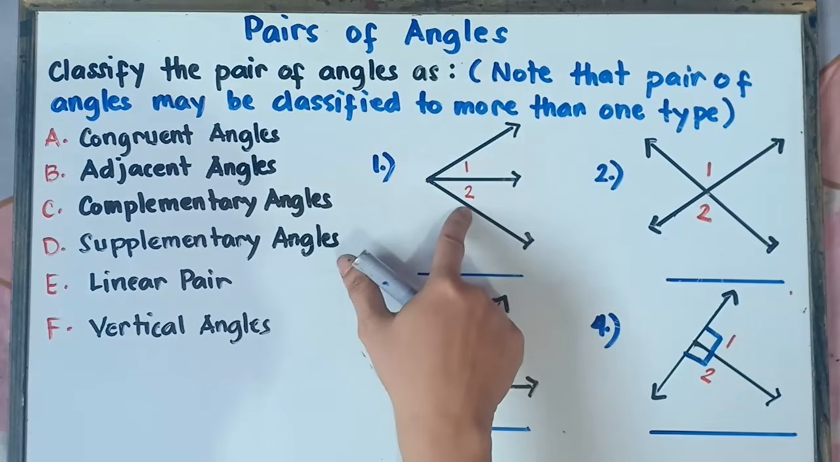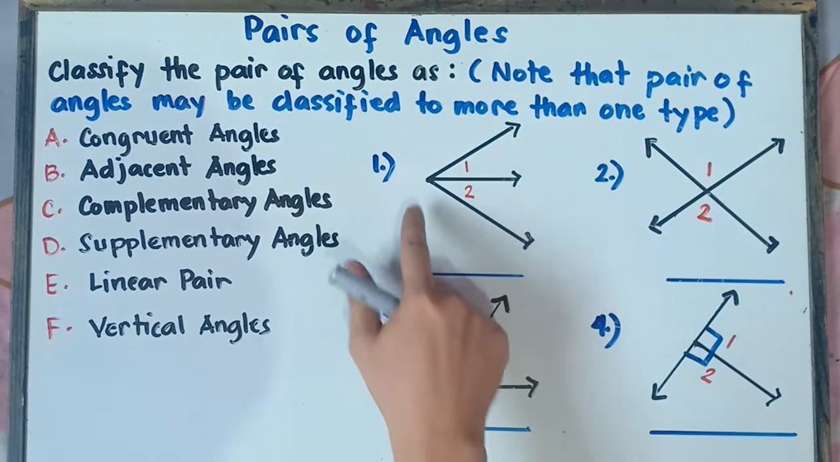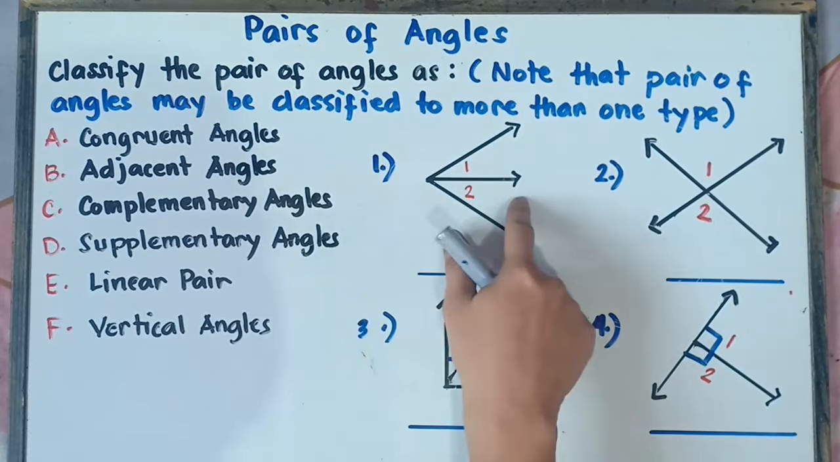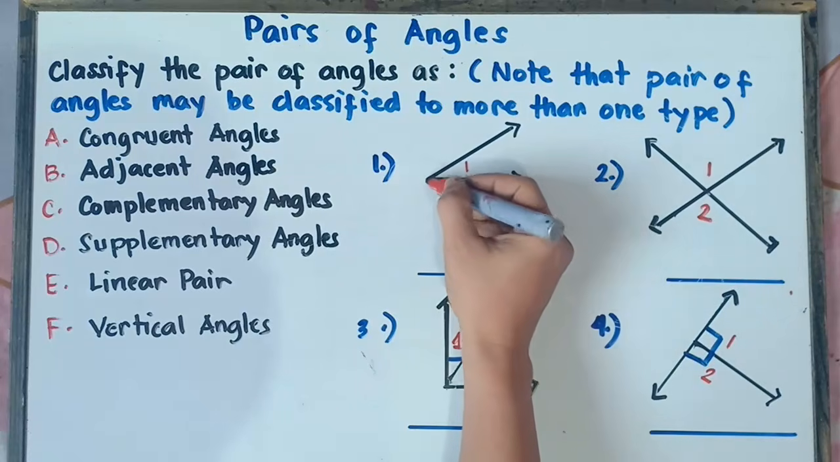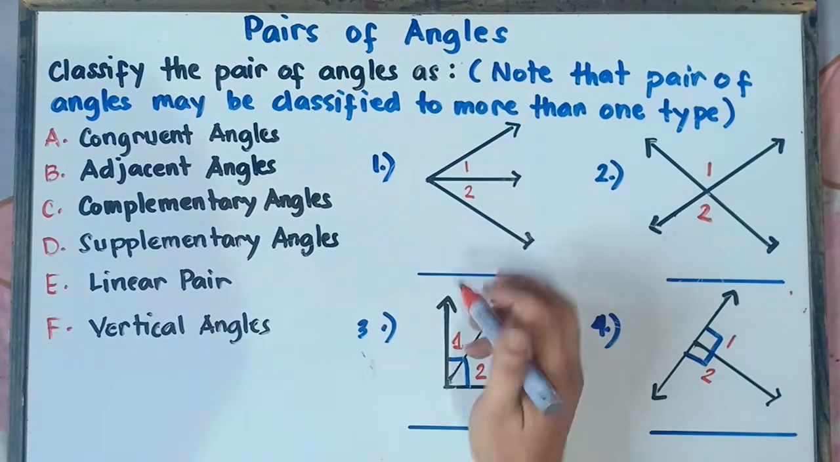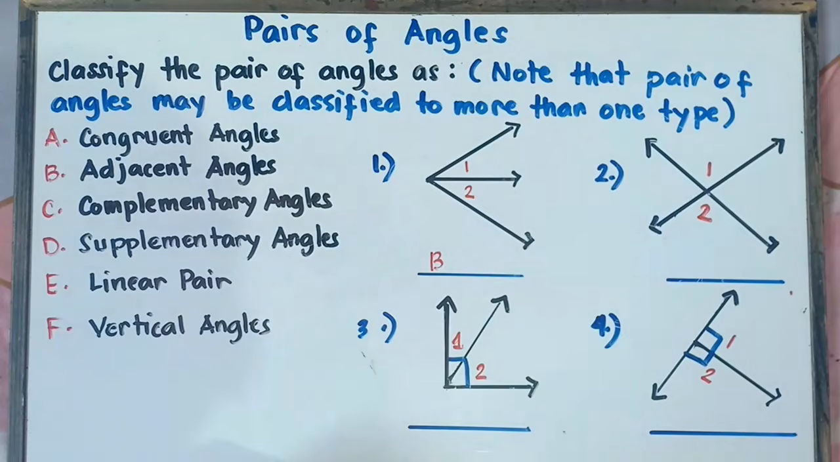Can we call this one adjacent angles? Yup, we can call this one adjacent angles because they share a common vertex and they share a common side. So therefore, we can call this one adjacent angles. So let's write down the letter B.